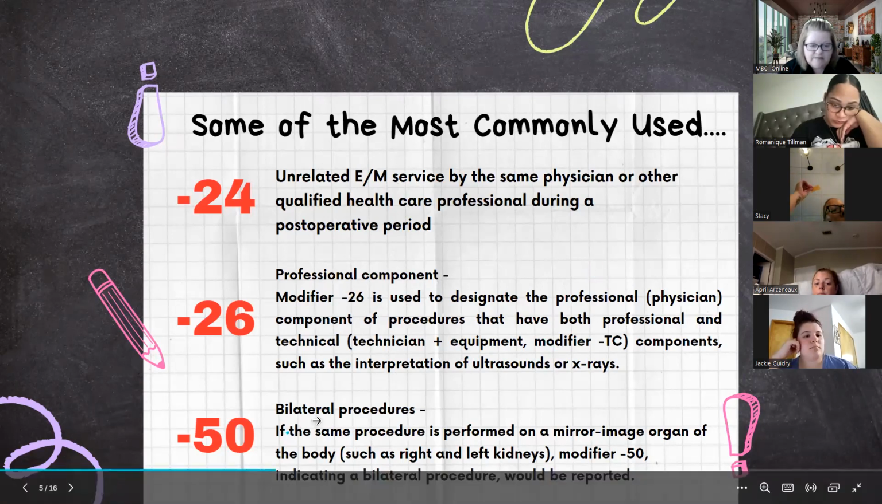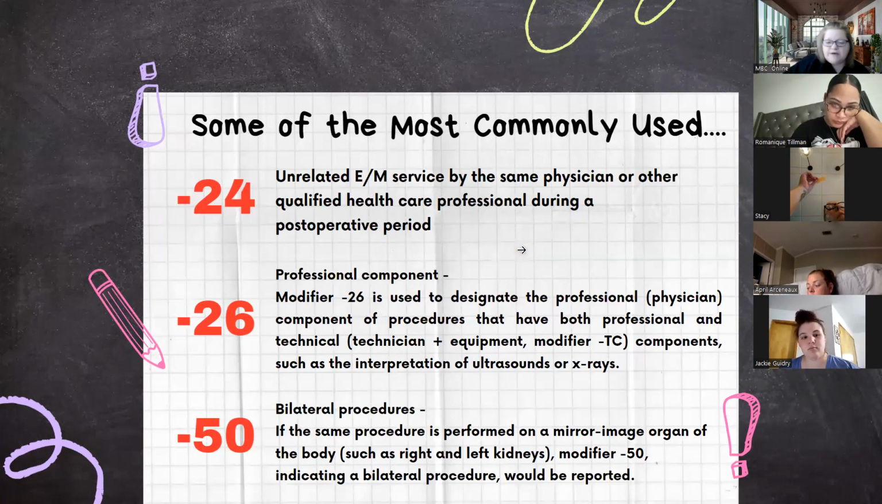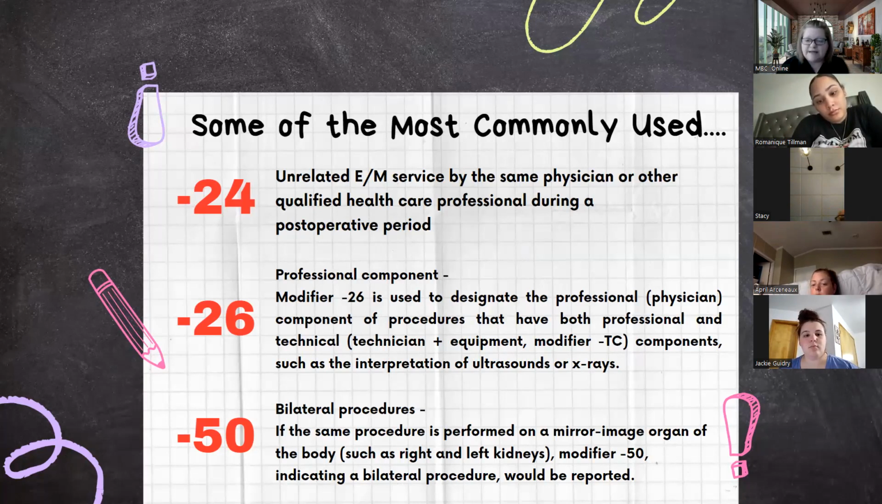Okay. Modifier 50 indicates a bilateral procedure. If the same procedure is performed on a mirror image organ of the body, such as right and left kidneys, or right and left knees, right and left breast, right and left arm, and so on, modifier 50 indicating a bilateral procedure would be reported. It's got to be done on both sides to be counted as bilateral. And the patient has to have two of the same. It's left and right of whatever it is.